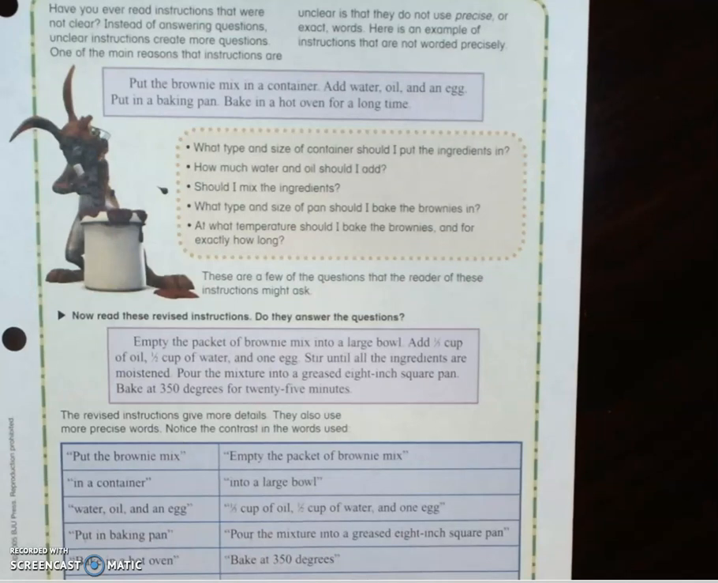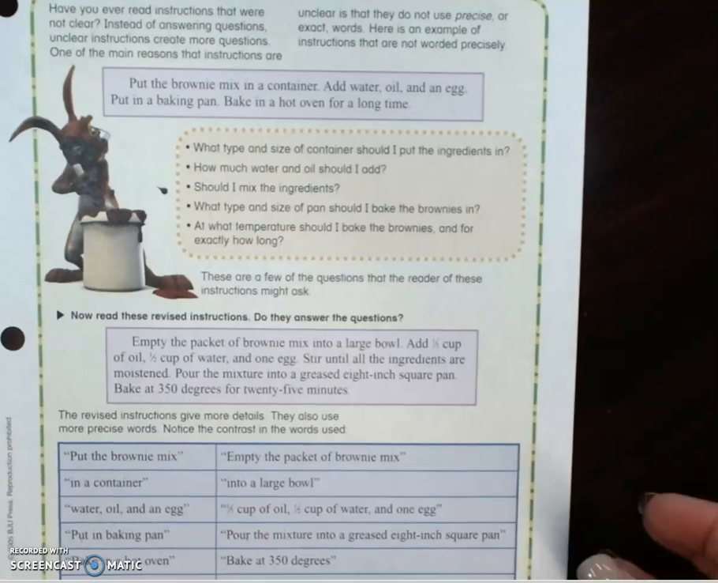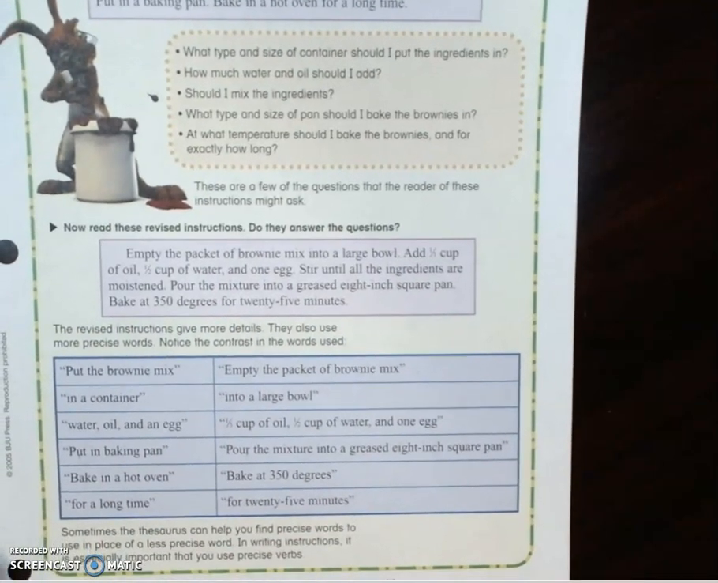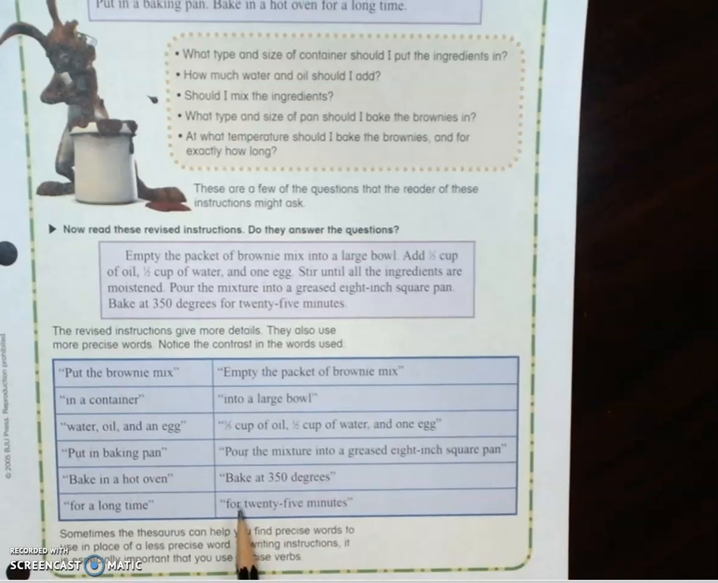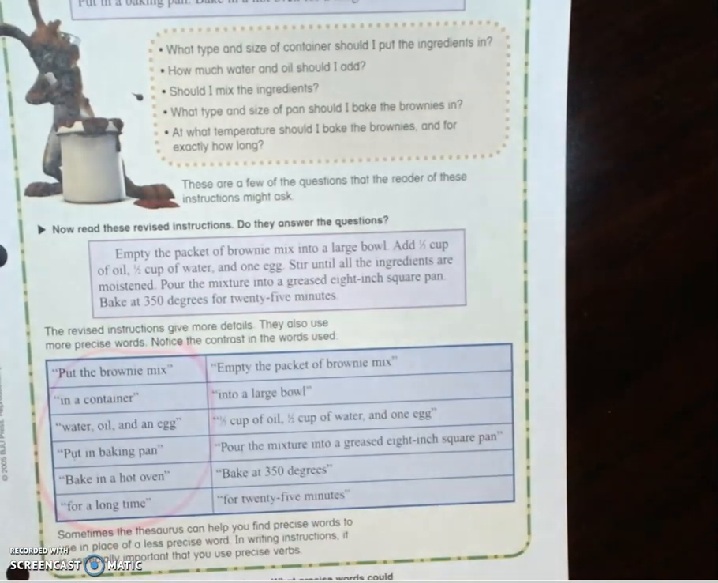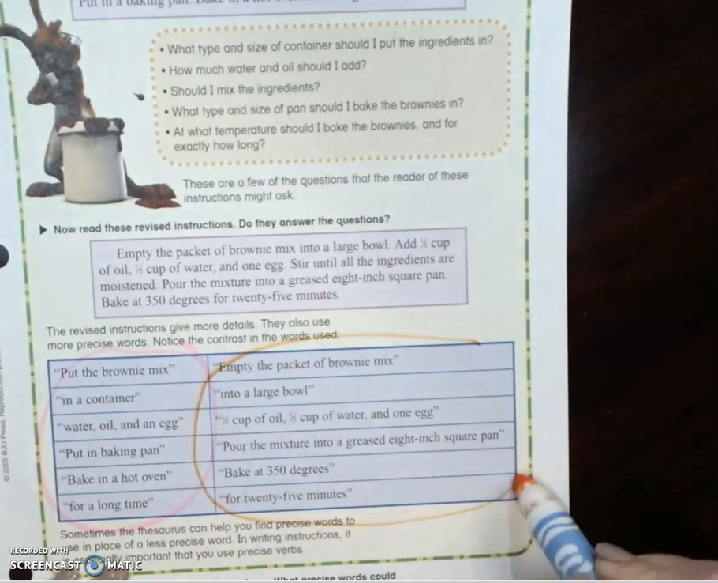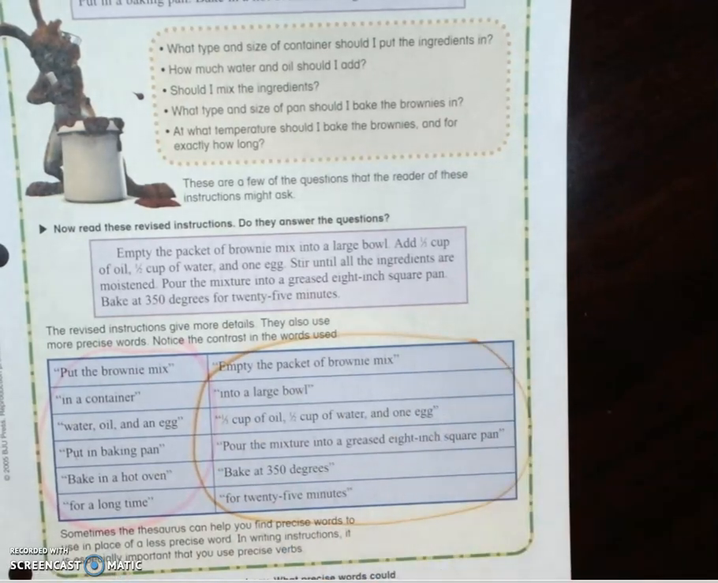The next one says, bake in a hot oven. Well, how many degrees? I mean, what's the temperature we should turn the oven to? Well, right here it says bake at 350 degrees. Way more precise. And the very last thing says for a long time. The side that gives more details says for 25 minutes. So right here on this left side, the person has given instructions, but it's been very vague, not clear instructions. But here on the right side, I'm going to highlight that in orange. This section gives way more precise instructions.